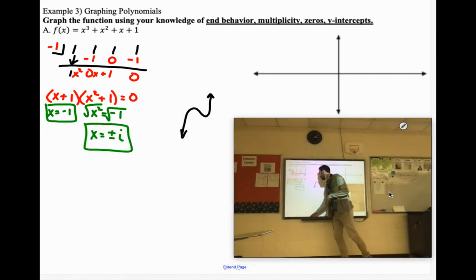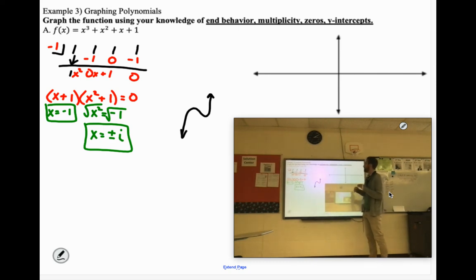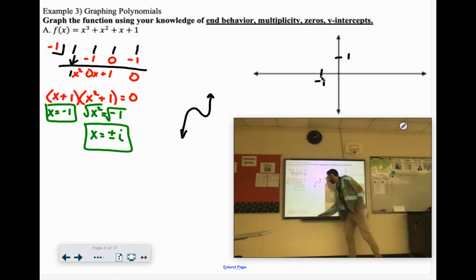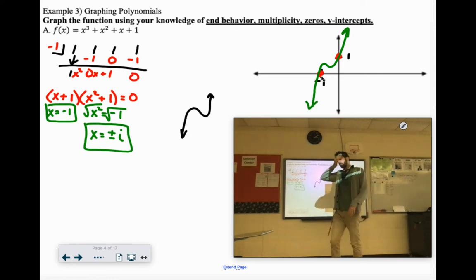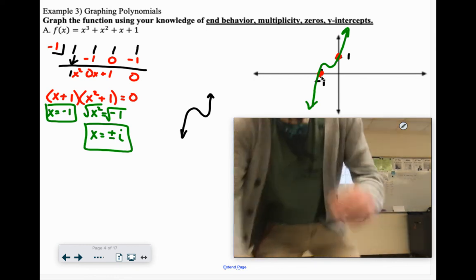We'll graph it. So we have an x-intercept at negative 1. Our y-intercept is at positive 1. And we can just have it go through that point, and the plus or minus i is kind of like the curve in it. So we could say, oh, it goes up here, never comes all the way back to the x-axis, and then curls up again. That was rough. That was a long one.